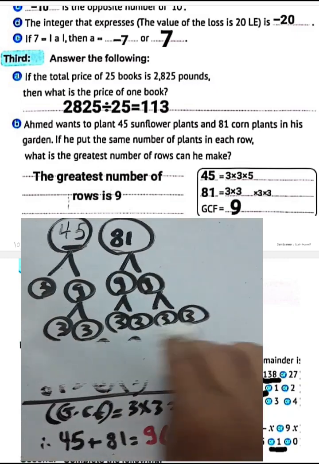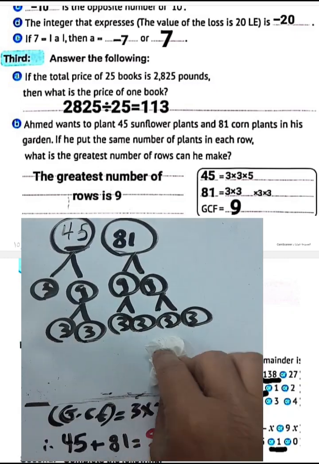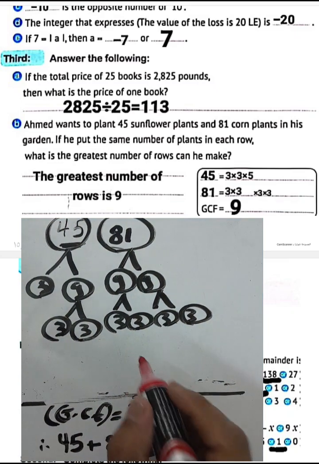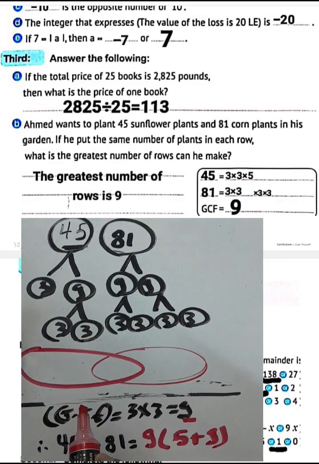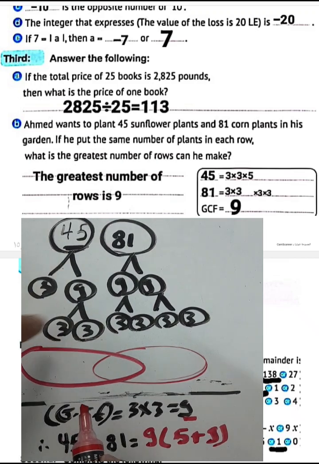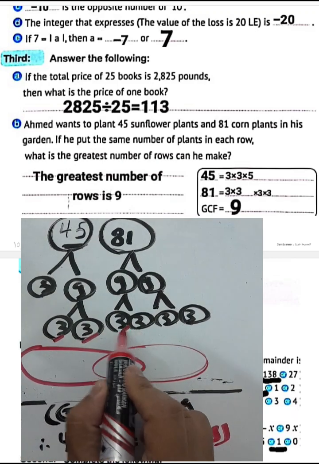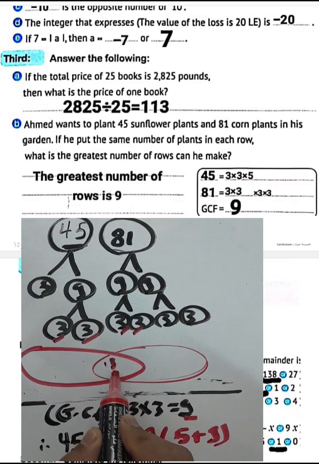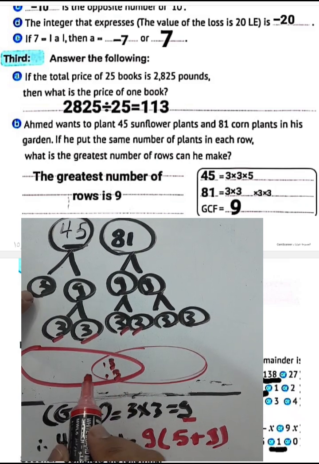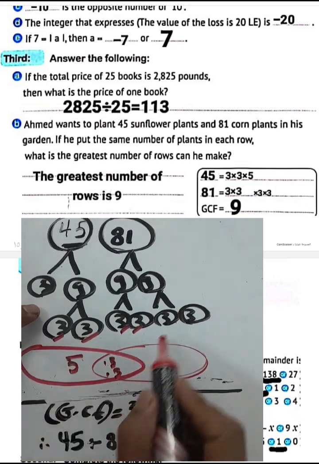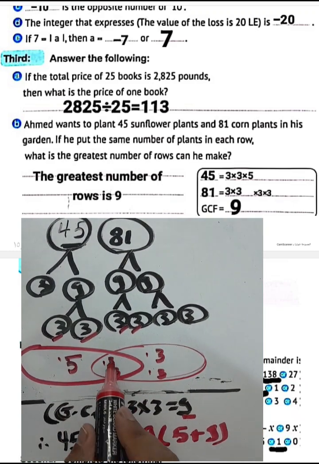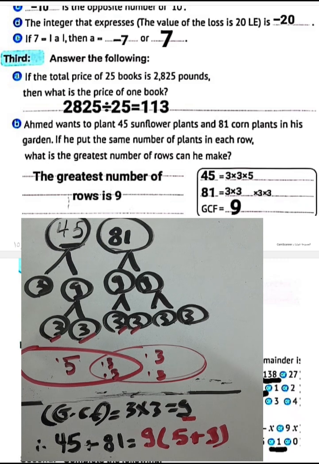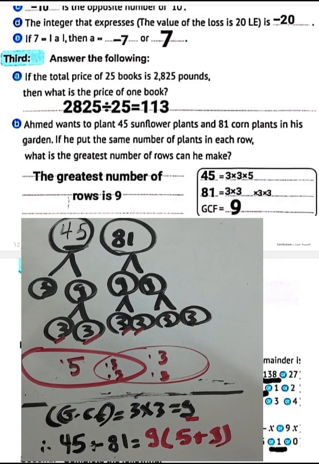About this example, we can cancel this method and change by drawing two circles here, a Venn diagram, and write the common factor between two numbers. Here we have 3 and 3. It's common, write 3 here and 3, and the remainder here 5, and remainder here 3 and 3, and 3 by 3 equals 9. It's the greatest common factor between two numbers.